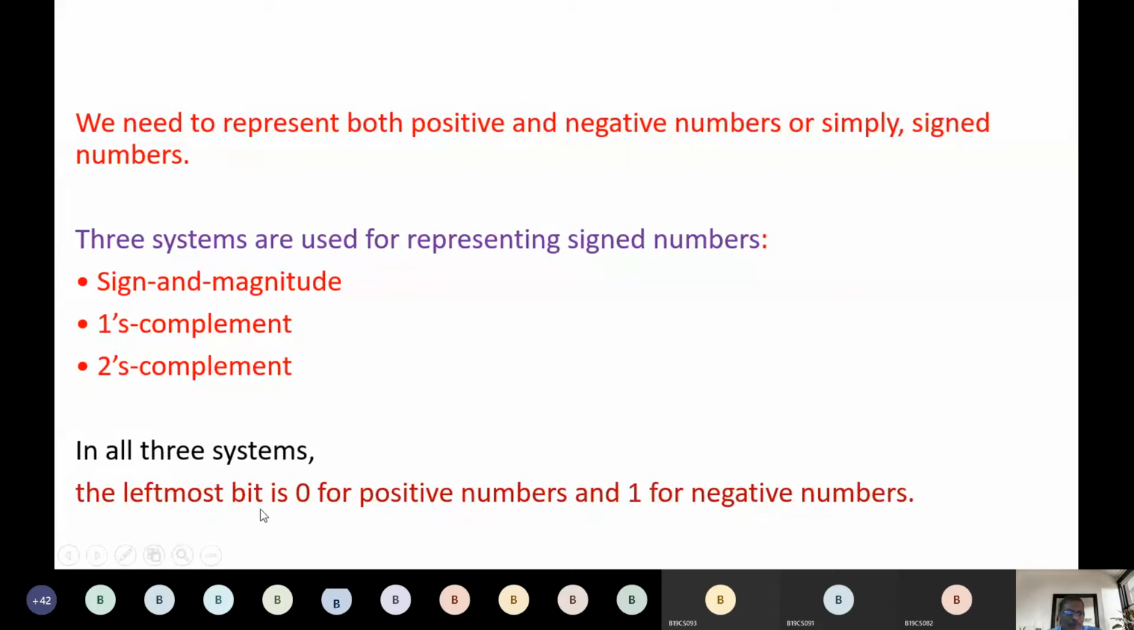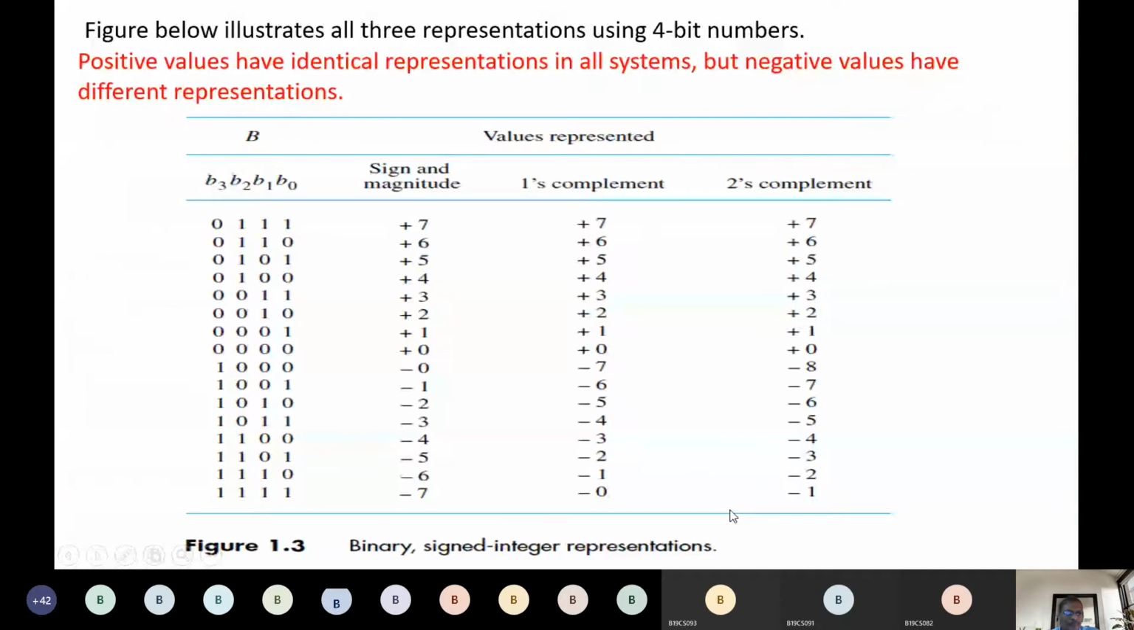Okay. So for example, take 4 bits: 0 followed by three 1s. The leftmost bit is 0, so obviously this is a positive number. Another example, four 1s. All the bits are ones, so the leftmost bit is 1, and obviously it is a negative number. That is an example.